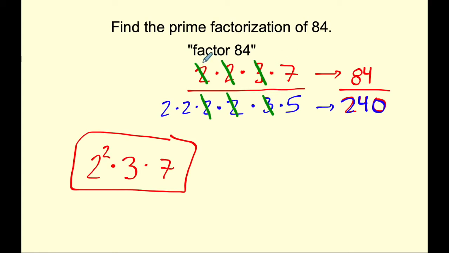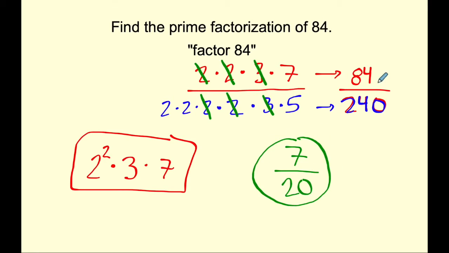No. And so what we're left with is in the numerator we have a 7, and in the denominator we have 2 times 2, which is 4, 4 times 5, which is 20. This fraction can reduce to 7 over 20. And that's kind of why we do this.